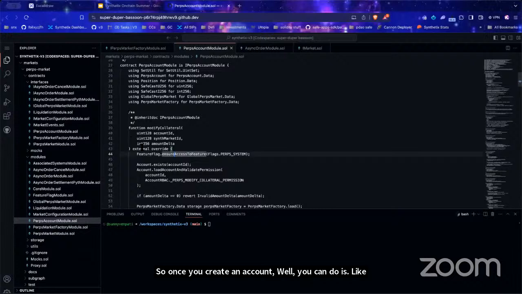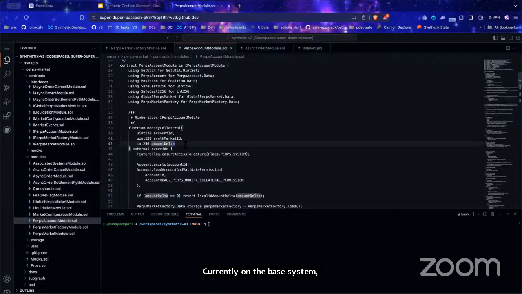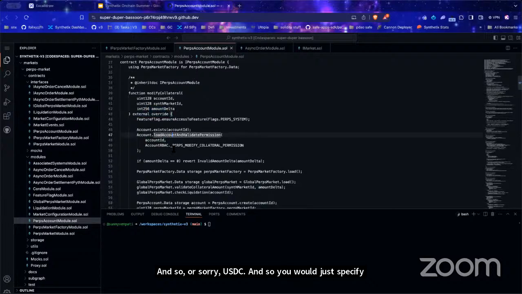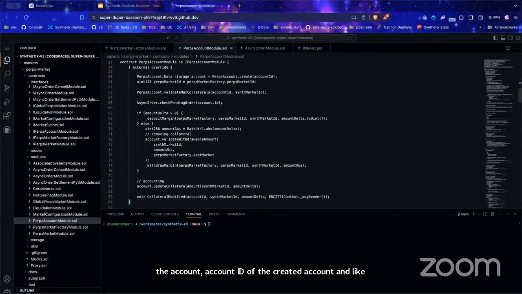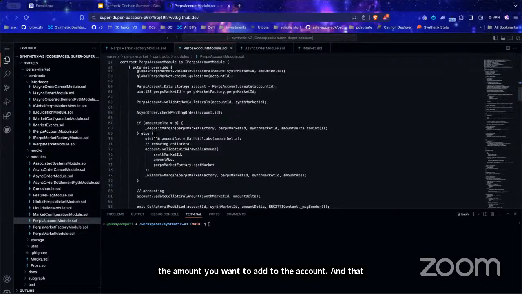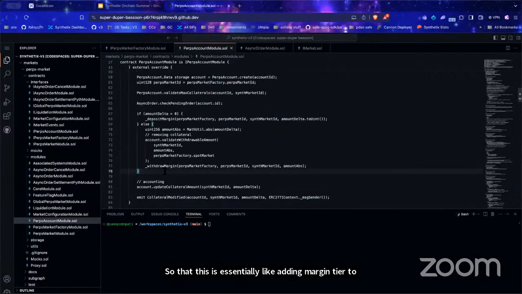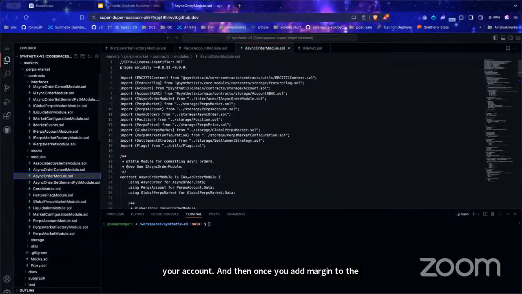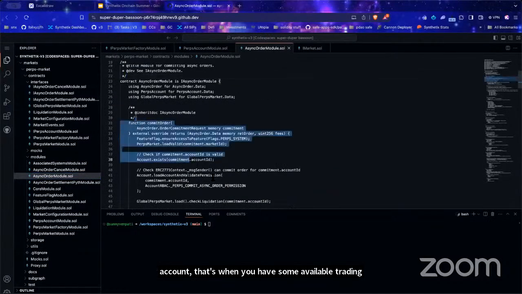So you can add margin. Currently on the base system, we only support snxUSD, or sorry, USDC. You would just specify the account ID of the created account and the amount you want to add to the account, and that will deposit the margin. So this is essentially adding margin to your account. Once you add margin to the account, that's when you have some available trading margin. And once you have that, you can commit an order.